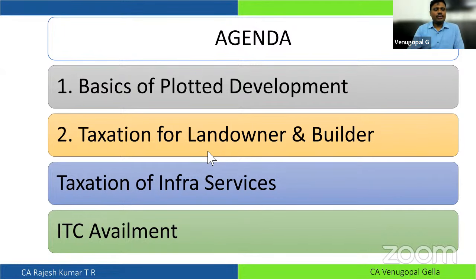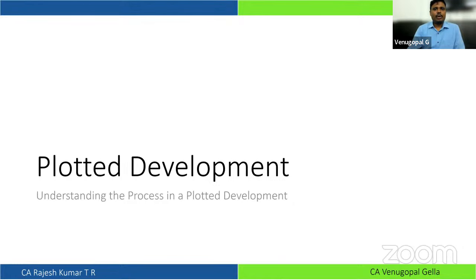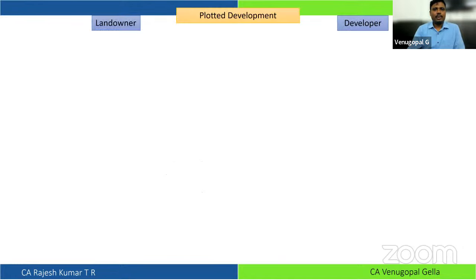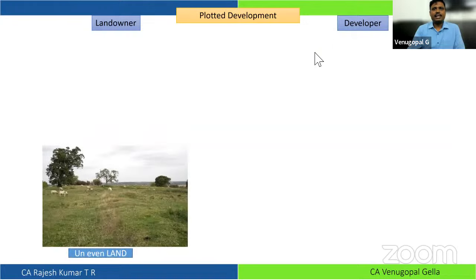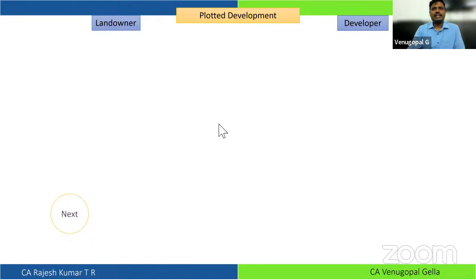As we go on, if you have any questions, put them in the chat, and we will try to complete the session by 4:45. Let's start with understanding the processes involved in plot development. The landowner is going to identify his land, asking for a JD with the developer, saying, can you build it into plots, convert it into plots?